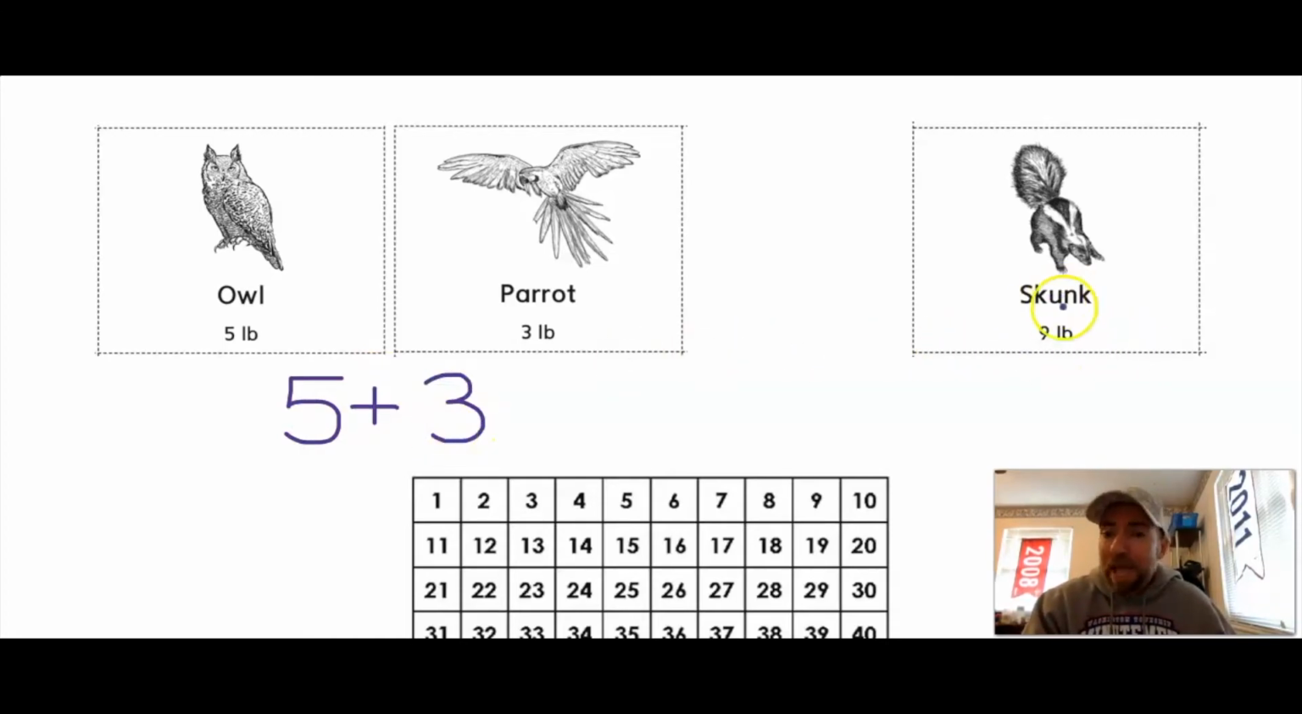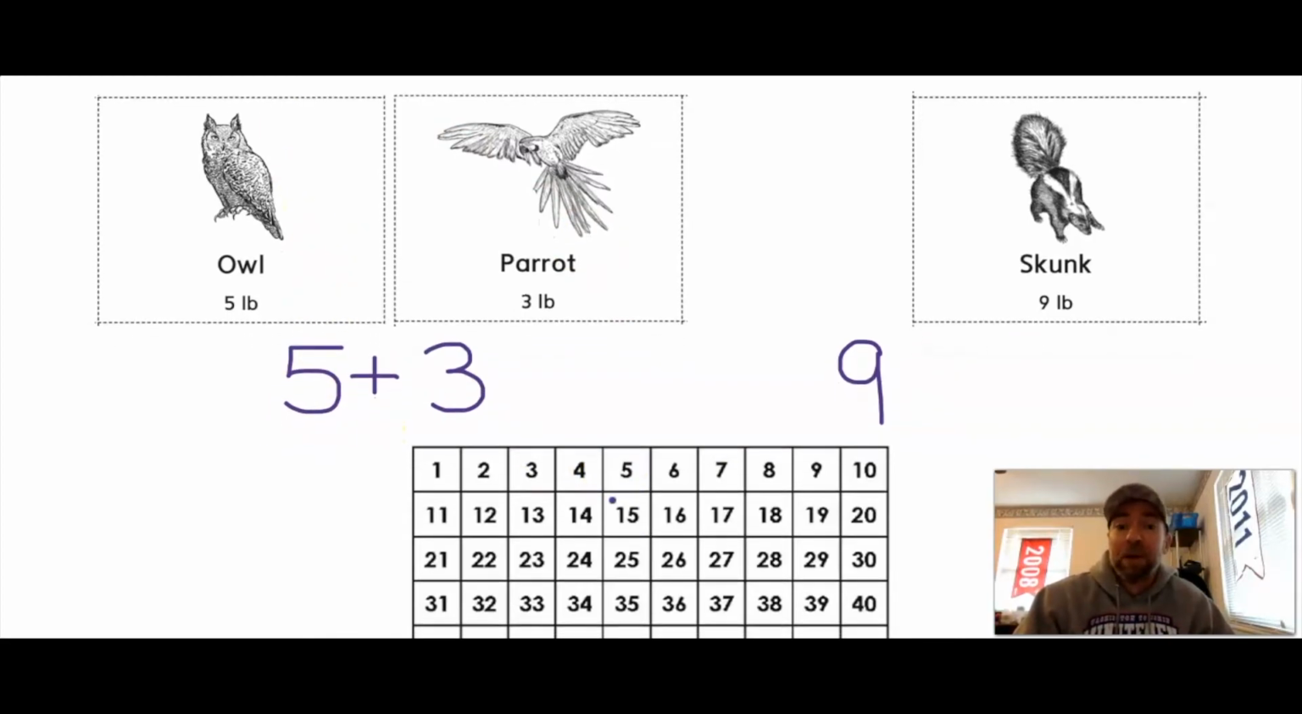Now on my other side, I have a skunk, and the skunk is 9 pounds. Notice that I left a space in the middle. I have to decide which side is heavier. So let's see. The first thing I have to do is figure out what's 5 plus 3.